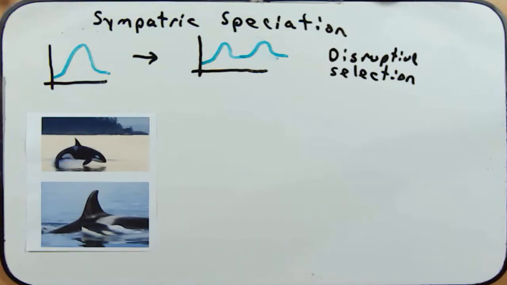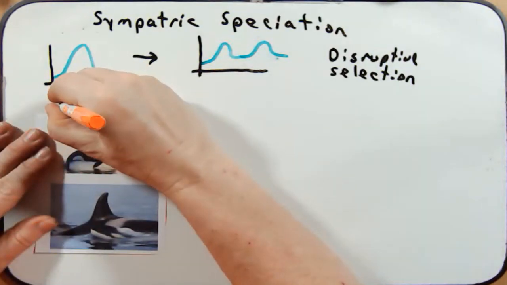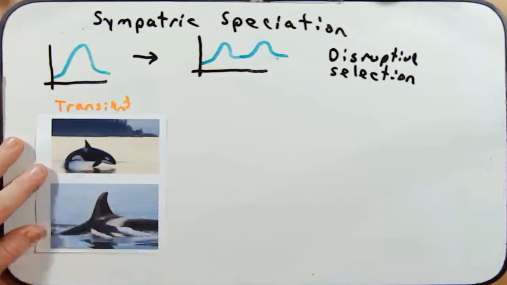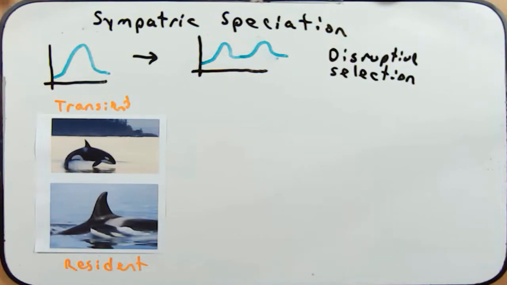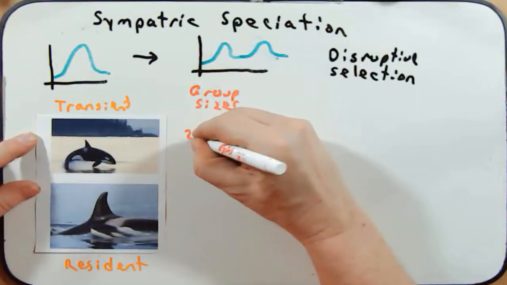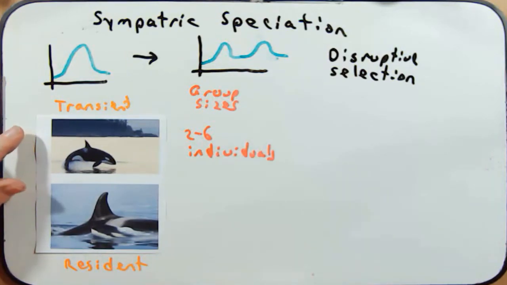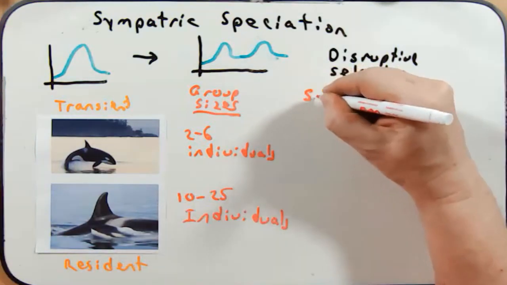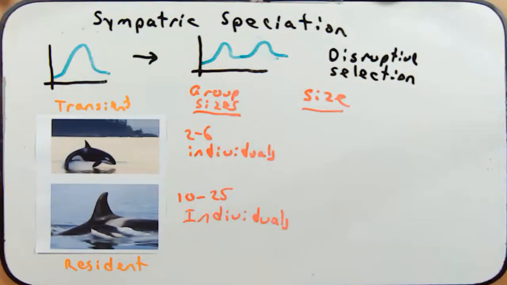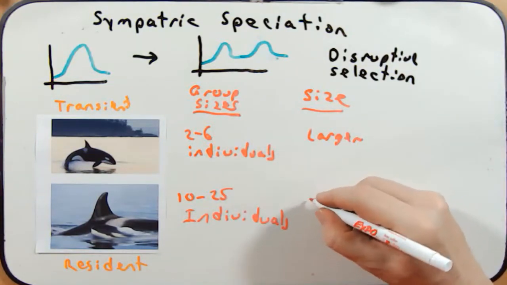And one researcher recognized two distinct populations. One he labeled transient, which is this picture on the top, and the other he called resident. The first thing that was noticed is that they travel in different group sizes. Transient killer whales traveled in group sizes of 2 to 6 individuals, whereas the resident killer whales traveled in groups of 10 to 25 individuals. He also noticed that there was a difference in size overall. The transient killer whales were larger, and the resident killer whales were smaller.